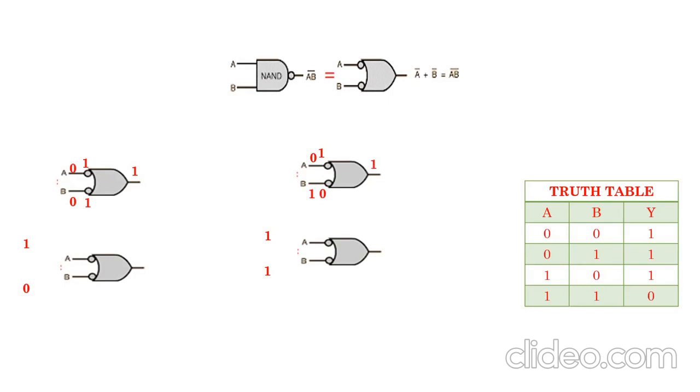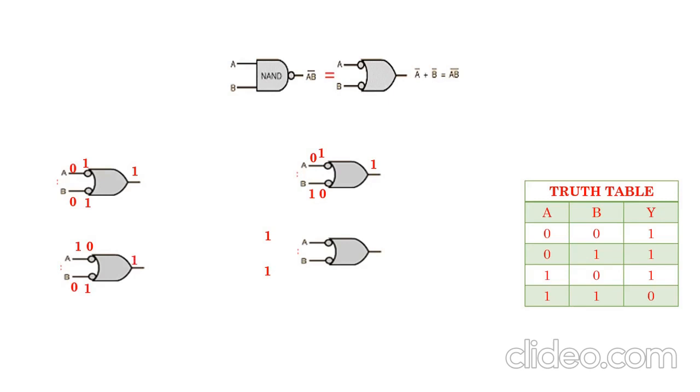Now, the third time. When a 1 is applied to A, at the bubbled portion it will appear as 0. And when a 0 is applied to B, at the bubbled portion it will appear as 1. The OR operation of 0 and 1 will give me 1.